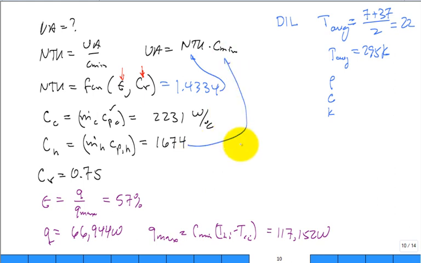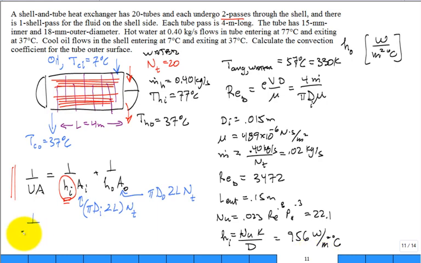We calculate UA to be 2,399 watts per degree C, or Kelvin. So that's what I needed right here. So now I can go back to the previous slide. 2,400 watts per degree C. So we have 1 over 2,400 watts per Kelvin. You have 1 over h inner, 959, you had all that area inner, 1 over h outer, all that area outer.